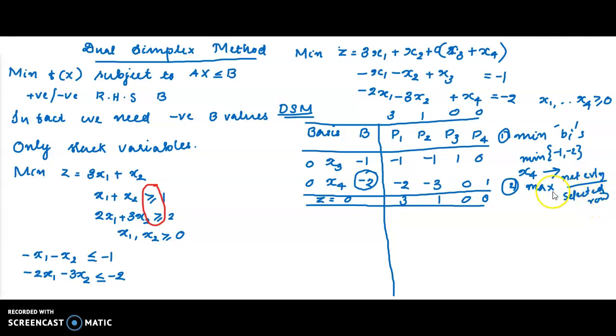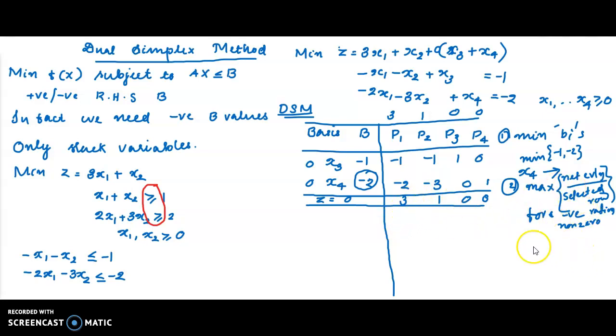Net evaluation divided by the selected row entry, maximum of, for only negative ratios, that is, negative and non-zero. In any simplex table, the net evaluations of basic columns are zeros. The net evaluation divided by 0 gives several columns that are not considered. Inside the table some of the coefficients may be positive. We consider only negative ratios.